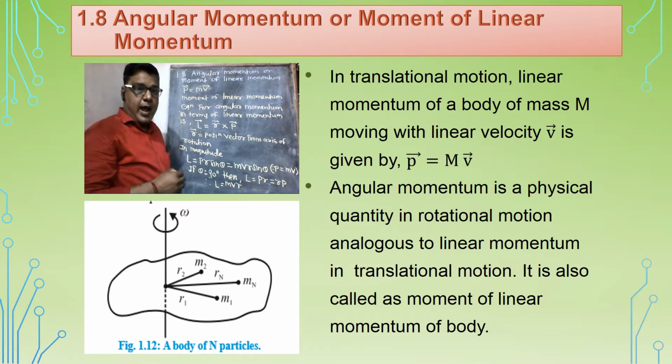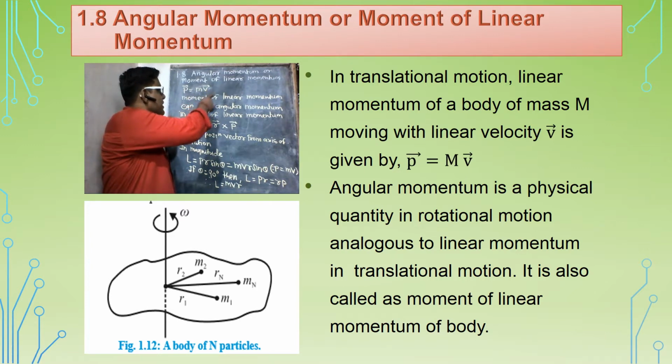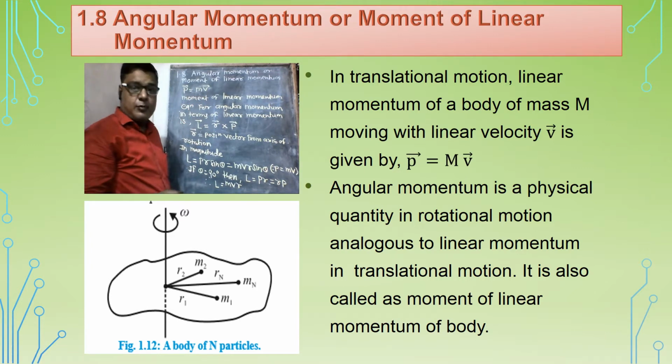Now the angular momentum is also a physical quantity in rotational motion, and it is analogous to linear momentum in translational motion. It is also called moment of linear momentum.